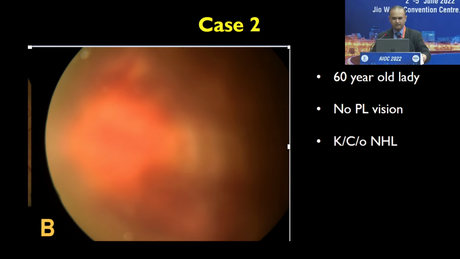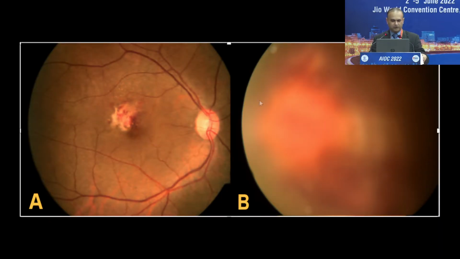Another case, this was a known case of non-Hodgkin's lymphoma presented to our clinics with no PL vision, a 60-year-old lady with decreased vision for the last 2 months. Now this is the left eye where most of the retinal details are obscured by the extensive vitritis and the opacities which you have. But if you look at this other eye, you see this lesion over here, you see these blood hemorrhages, you see this retinitis lesion. This is already a known case of non-Hodgkin's lymphoma. Patient is immunosuppressed, you see these retinitis lesions with hemorrhages, and your diagnosis probably becomes clear. You are probably dealing with a viral component, a CMV retinitis.